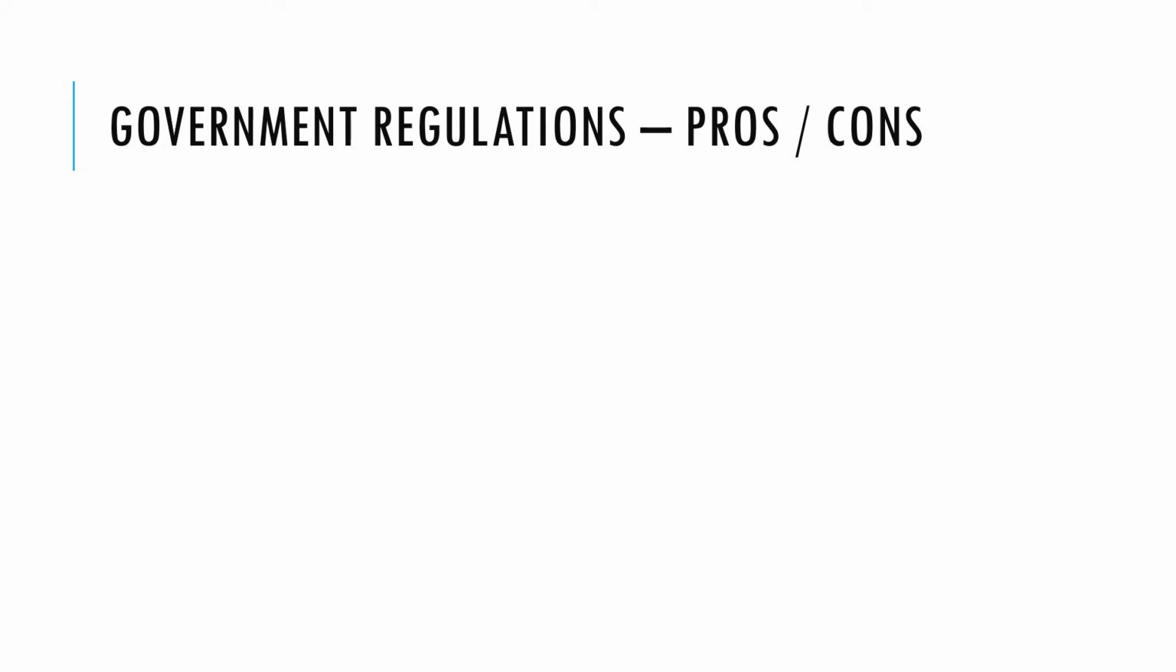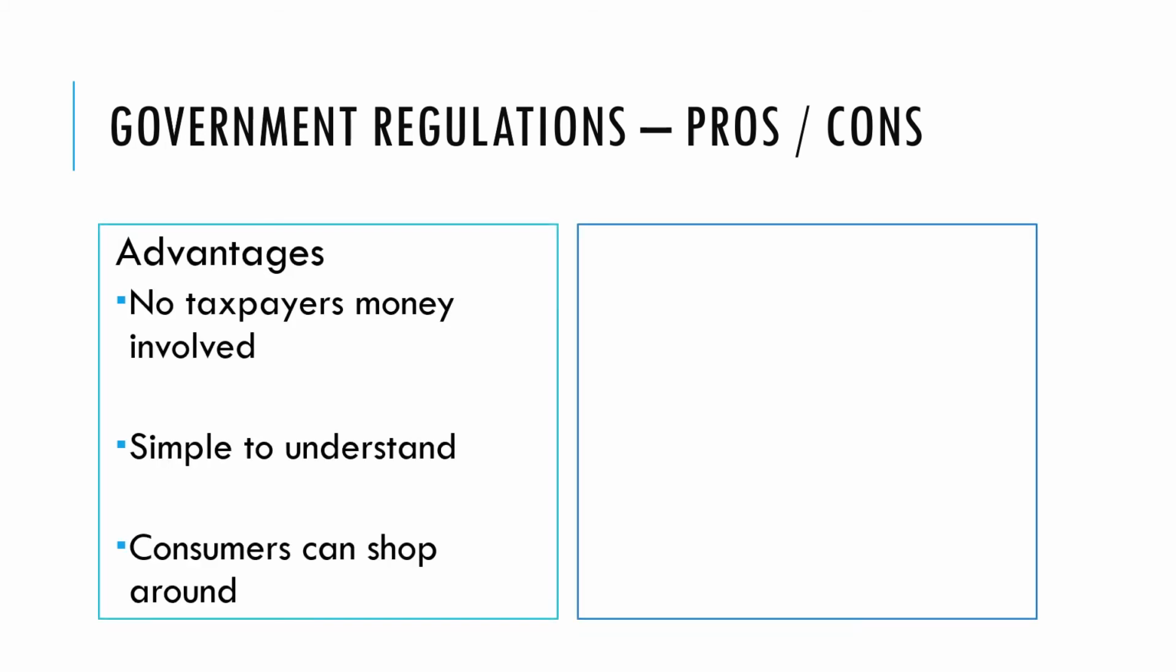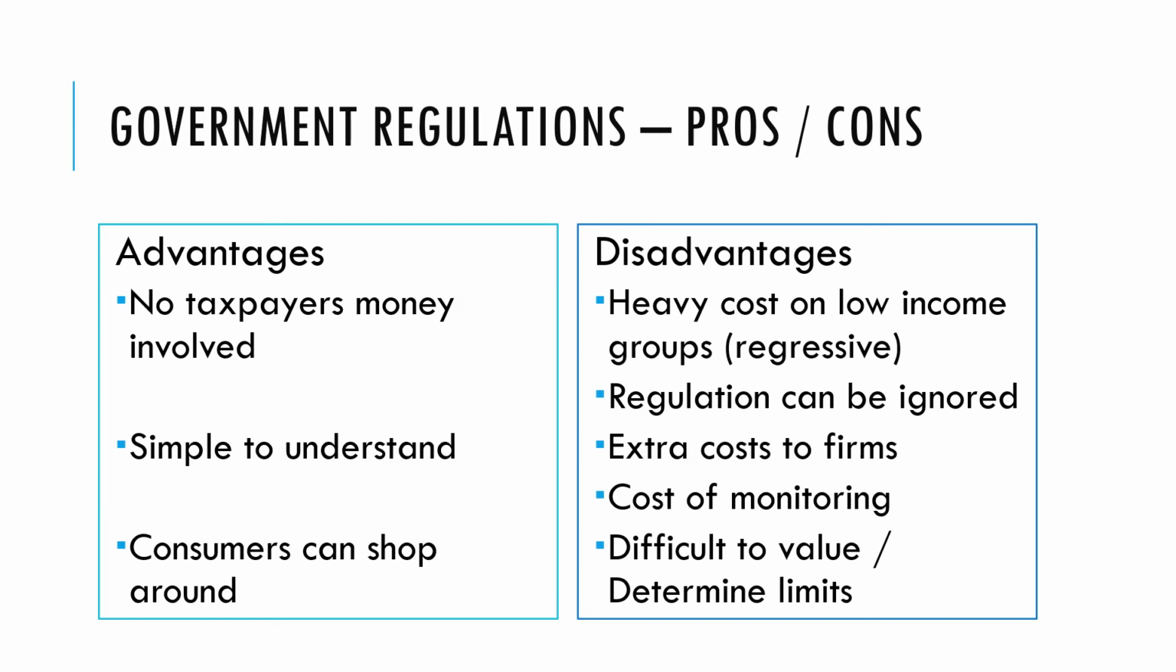What are the advantages and disadvantages of government regulations? Well, some of the advantages, typically if it's just a law that is passed, it doesn't require taxpayers' money. It's very simple to understand. This is the law, and to a certain extent, consumers can still shop around. Some disadvantages, often by imposing you to buy something, it can have a cost, particularly negatively on low-income groups.